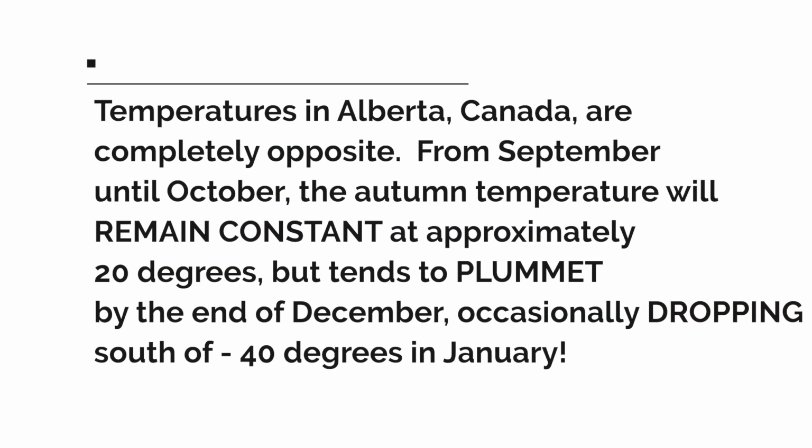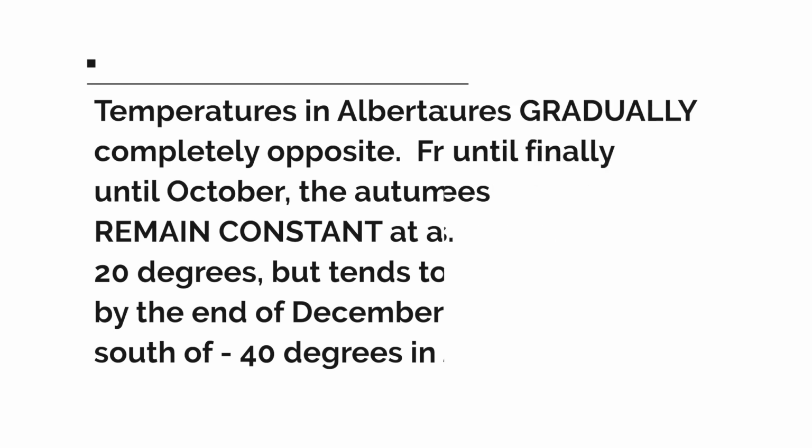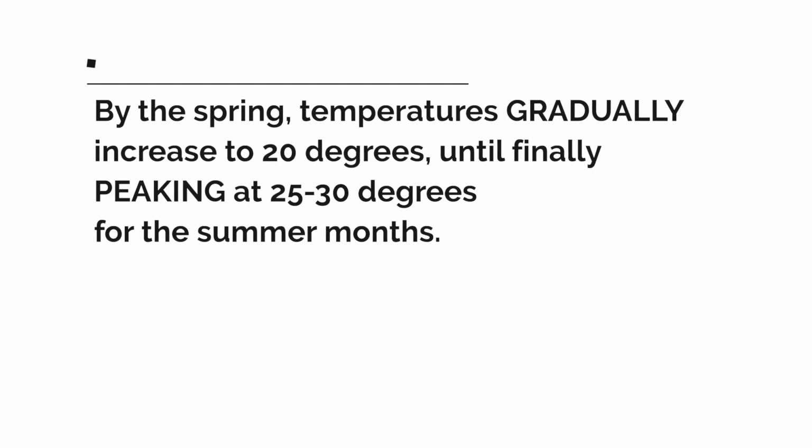In stark contrast, temperatures in Alberta, Canada, where I'm from, are completely opposite. From September until October, the autumn temperature will remain constant at approximately 20 degrees, but tends to plummet by the end of December, occasionally dropping south of minus 40 degrees in January. By the spring, temperatures gradually increase to 20 degrees until finally peaking at 25 to 30 degrees for the summer months.